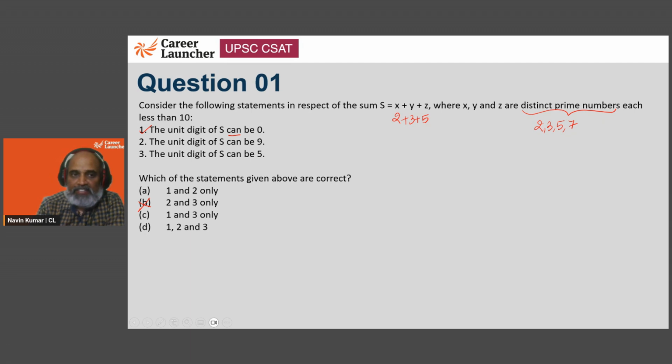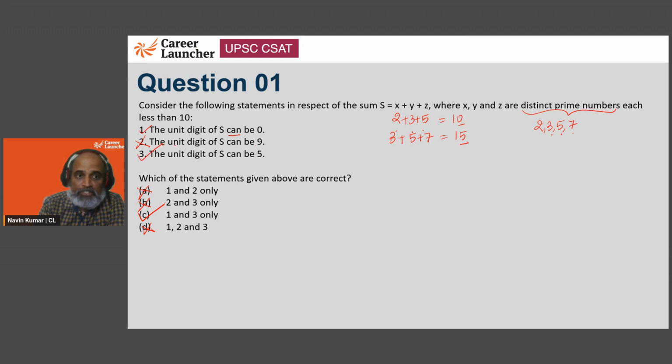Now let's check second. The unit digit of S can be 9. 2 plus 3 plus 5, it's not going to give us 9. The maximum we can have is 3 plus 5 plus 7, which is going to give us a total of 15, so the unit digit is 5, or it can be 0 with 10. So second is false. So since second is false, any option that contains second is wrong.